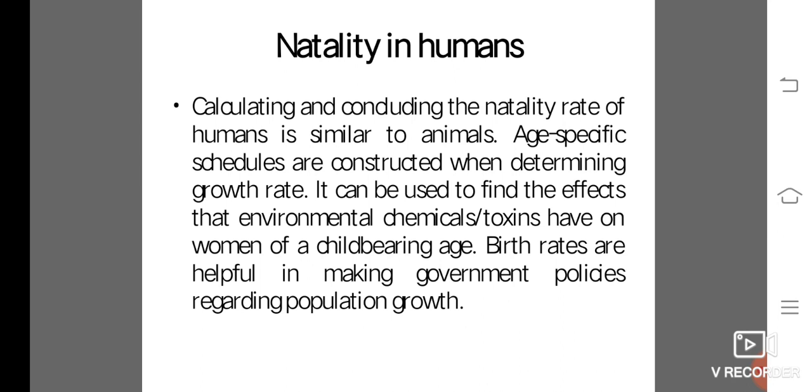Now we will see the natality in humans. Calculating and concluding the natality rate of humans is similar to animals. Age-specific schedules are constructed when determining growth rate. It can be used to find the effects that environmental chemicals or toxins have on women of childbearing age. Birth rates are helpful in making government policies regarding population growth.